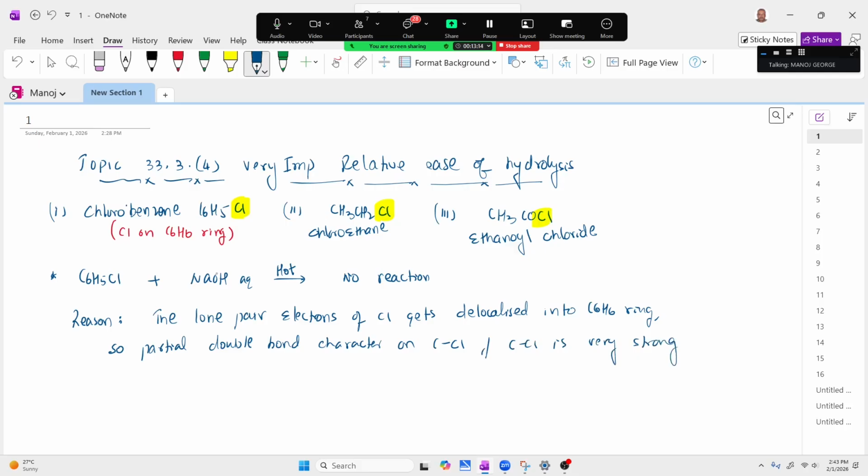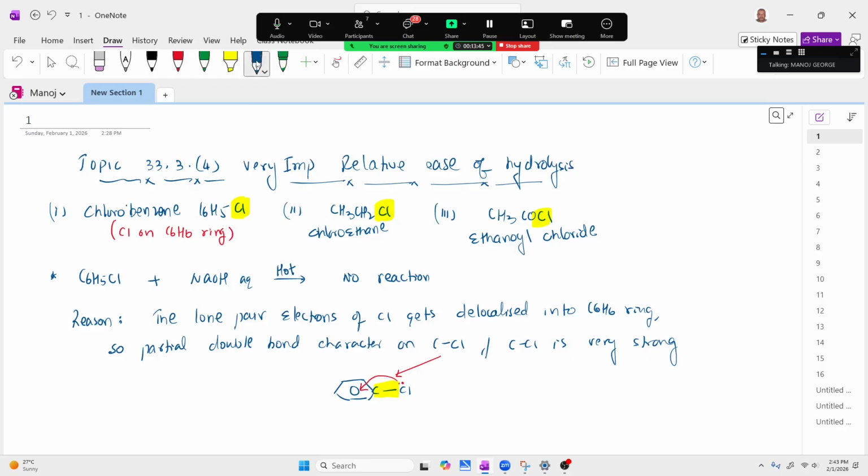So since the lone pair of electrons becomes delocalized into the ring, the CCl bond here is very difficult to break. I'm talking of this CCl bond here. So this particular CCl bond becomes very strong. And the reason is the lone pair electrons of the chlorine are getting delocalized into the benzene ring.